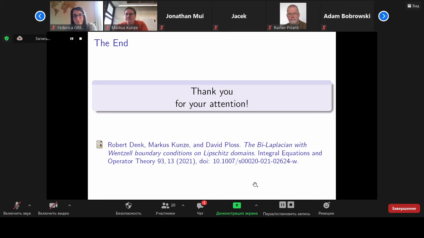So I have a question. Yeah, Jochen. Namely, maybe you mentioned it and I just missed it. So what happens if you replace the Laplace operator? So you have the square of the Laplace operator. What if you take the square of an elliptic operator with more general coefficients?